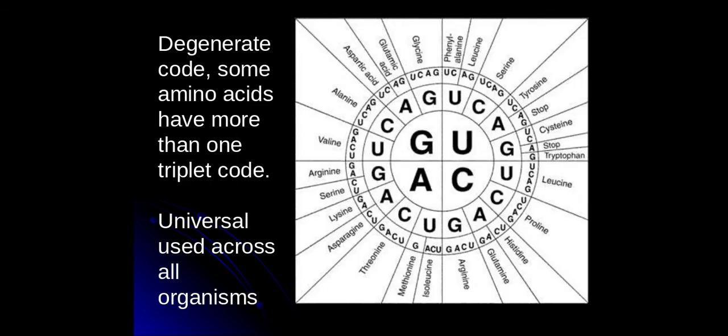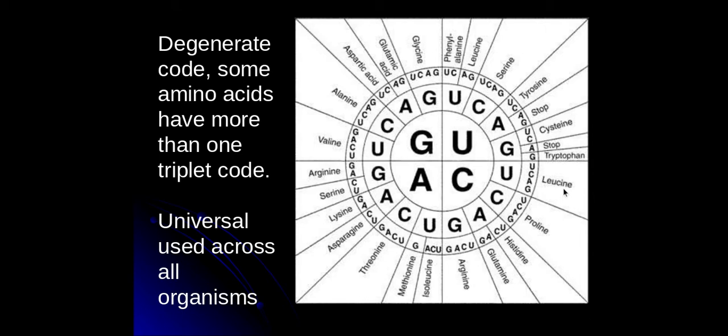It's also degenerate, which means that some amino acids have more than one triplet code. Now this is a codon wheel based upon mRNA structure, which is why it contains a U and not a T. But if you have a look here, for example, leucine could be CUU, CUC, CUA, or CUG. That means it's degenerate. It means that this amino acid has more than one triplet code.